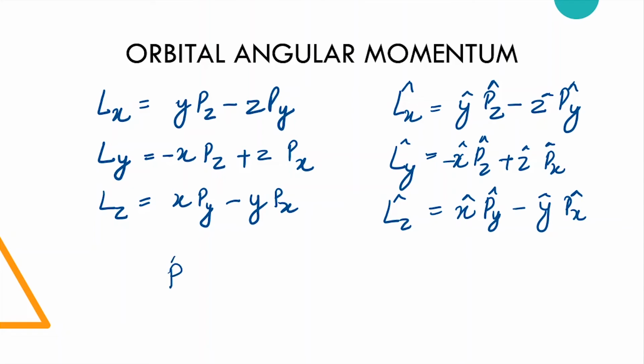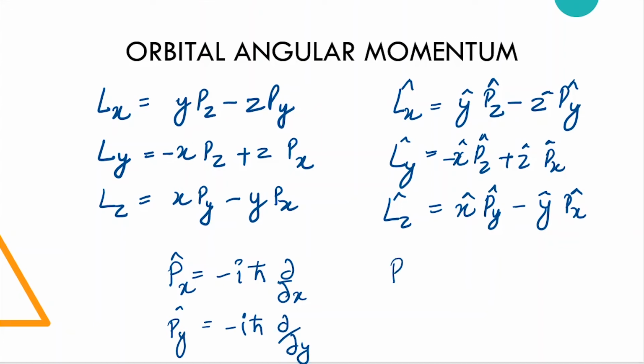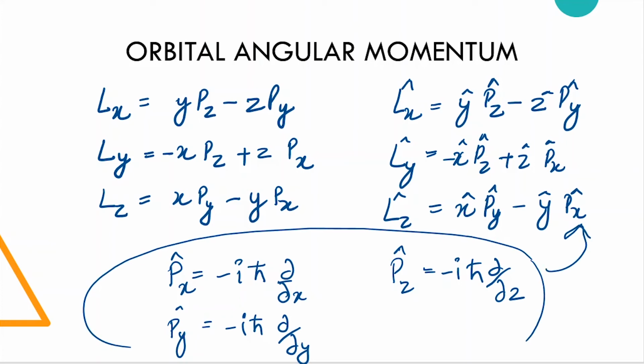So we know the momentum operator is equal to minus iota h cross del by del x, y, z, whichever component it is. If we have x component, then we have del by del x. If we have py, then it is minus iota h cross del by del y. And similarly for pz, minus iota h cross del by del z. So we have to use these three and substitute here.